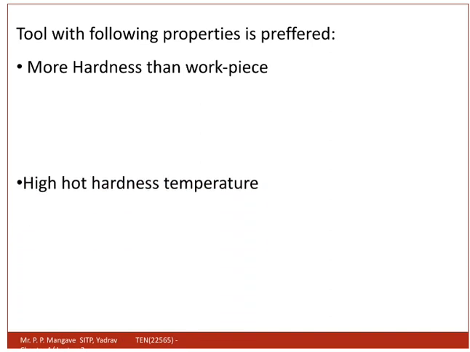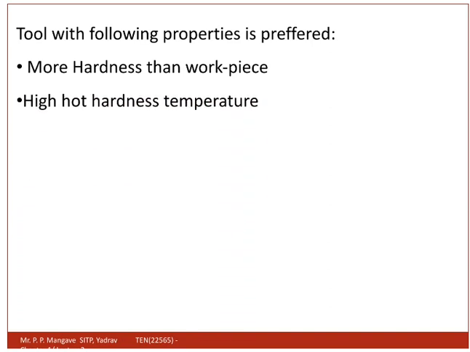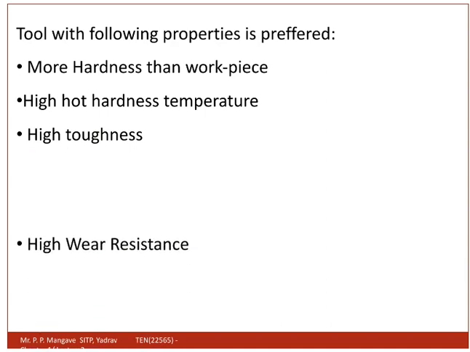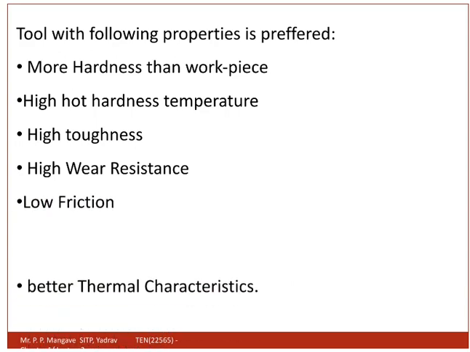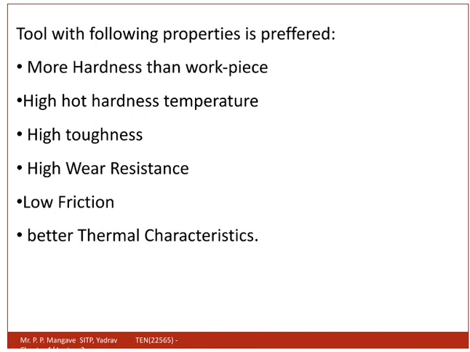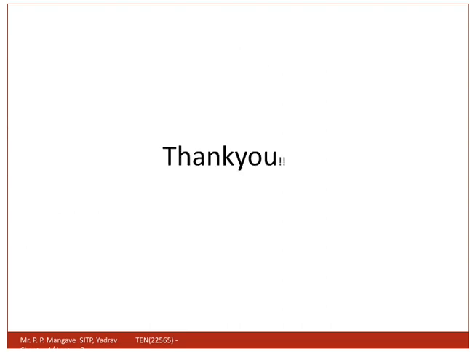Next is high hot hardness temperature. Next is high toughness. Next is high wear resistance. And next, low friction between chip and the tool surface. And last is better thermal characteristics, or simply you can call it better thermal conductivity. So these are the different properties that are to be preferred while selecting a tool for a particular application. Thank you.